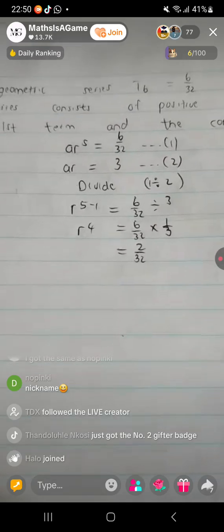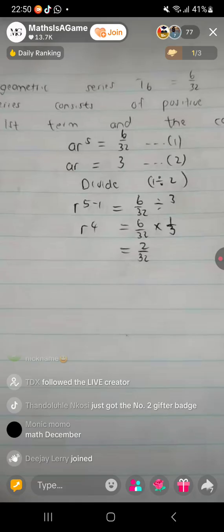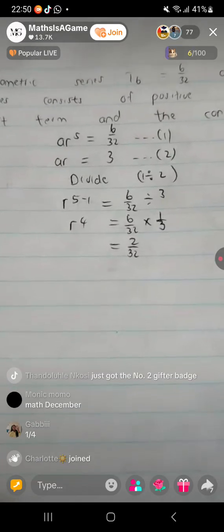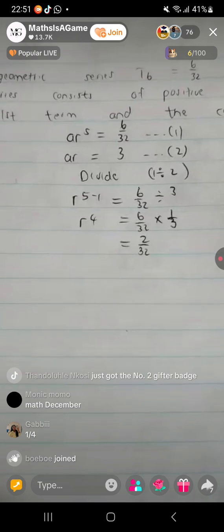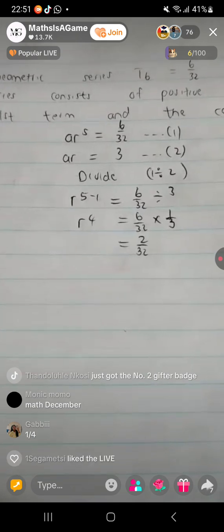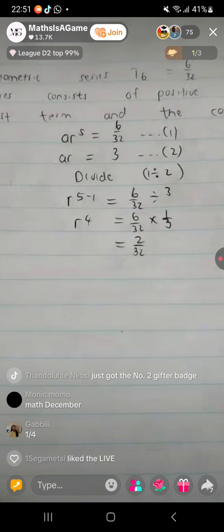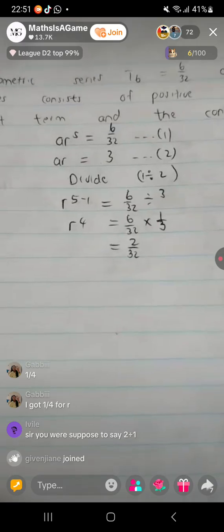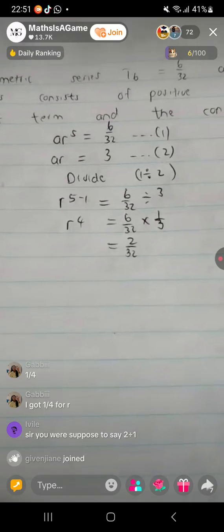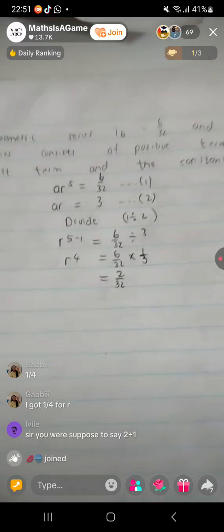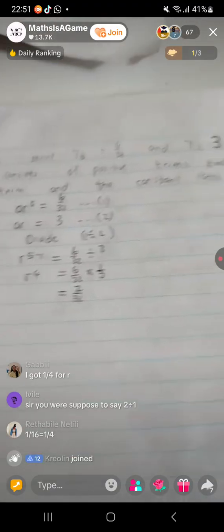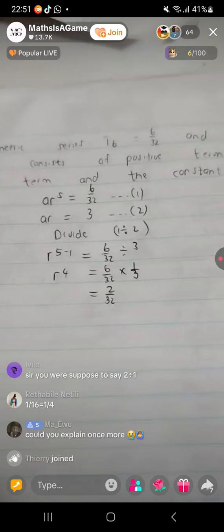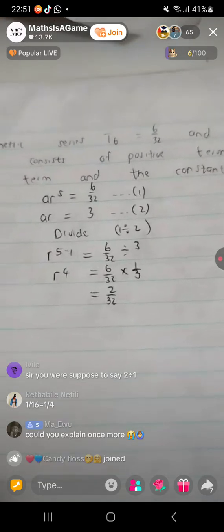Interesting. Maths in December. Yes, definitely. So it's supposed to say 2 divided by 1. Makes no difference.